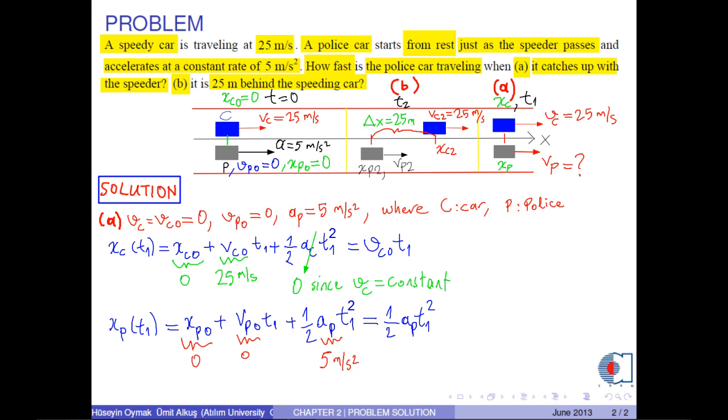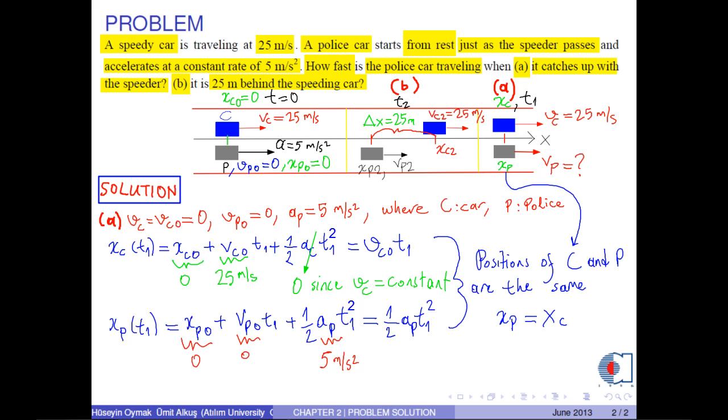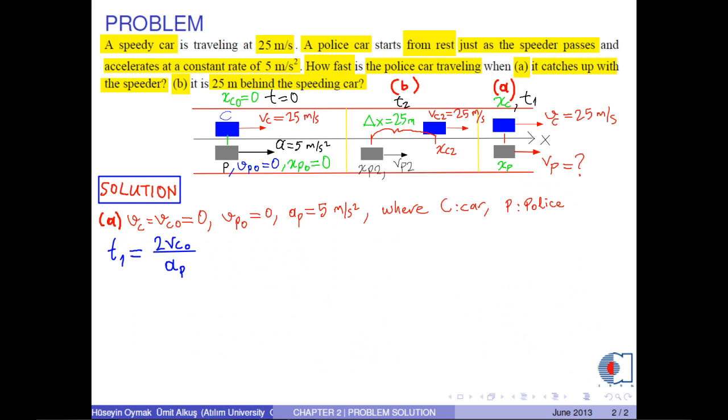To continue, for the police to catch up with the speeder, the positions of the car and the police should be the same. So XP equals XC, or 1/2 times AP times T1 squared equals VC0 times T1. From this, we find an expression for T1 as 2VC0 over AP. With the corresponding numerical values, we obtain 10 seconds.